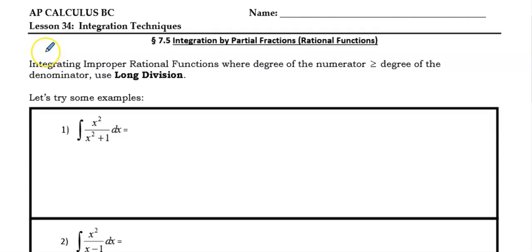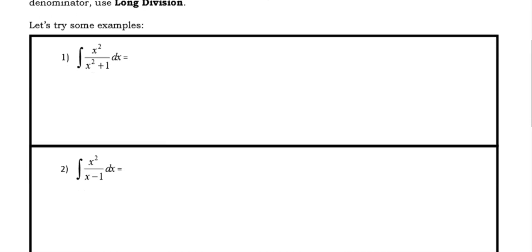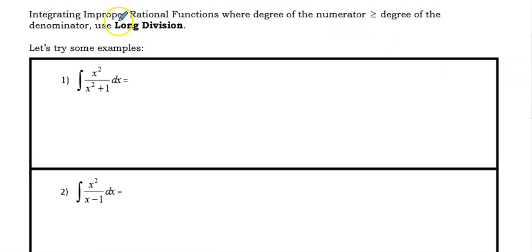Before I get to that actual piece of our lesson, I want to say very quickly that you have to look at the degree of your numerator and the degree of your denominator, because depending on what that is determines what method you use. We've actually already talked about long division in the previous lesson. If the degree of your numerator is equal to the degree of your denominator, you will use long division. If the degree of your numerator is greater than the degree of your denominator, you're also going to use long division. So these two cases will be using long division.